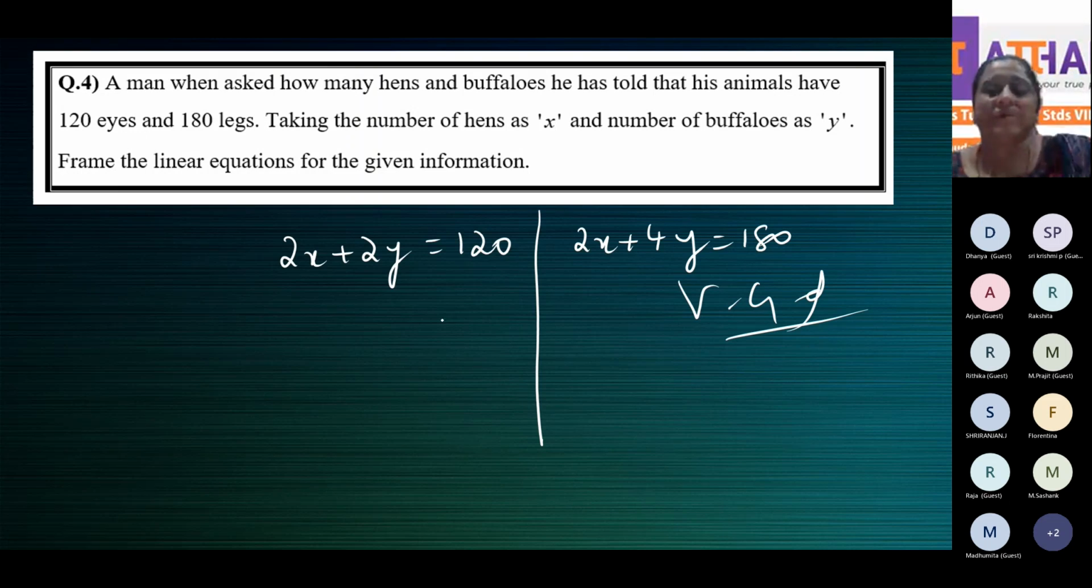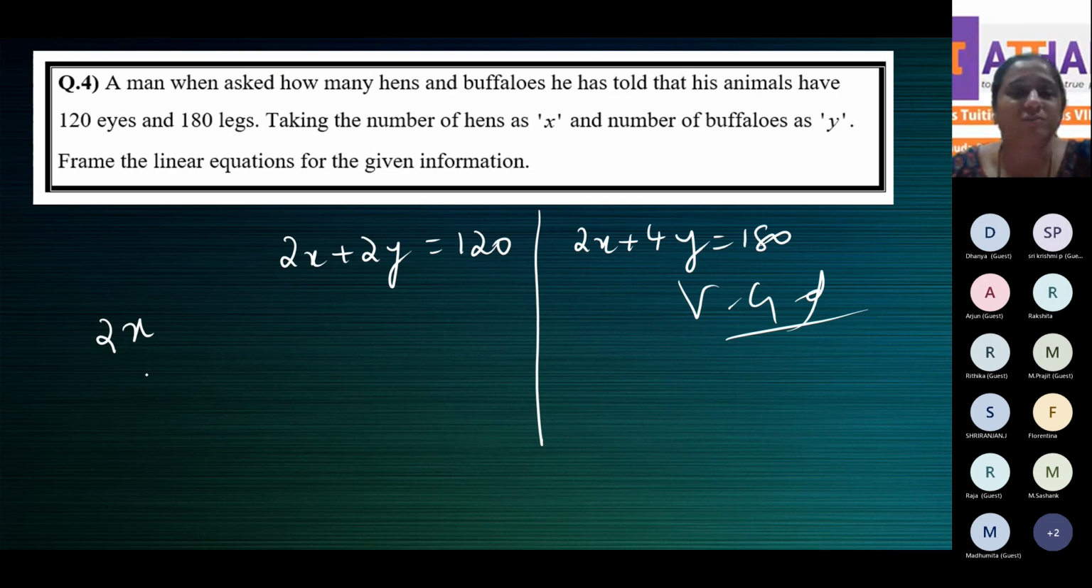So, children, the animals have 120 eyes. Hens have 2 eyes. Buffaloes also have 2 eyes. The total number of eyes is 120. So how many hens are there? x hens. So how many eyes? 2x eyes. If there are 60 hens, 120 eyes. If there are 4 hens, 8 eyes. 5 hens, 10 eyes. Buffaloes: supposing 12 buffaloes, then 24 eyes.